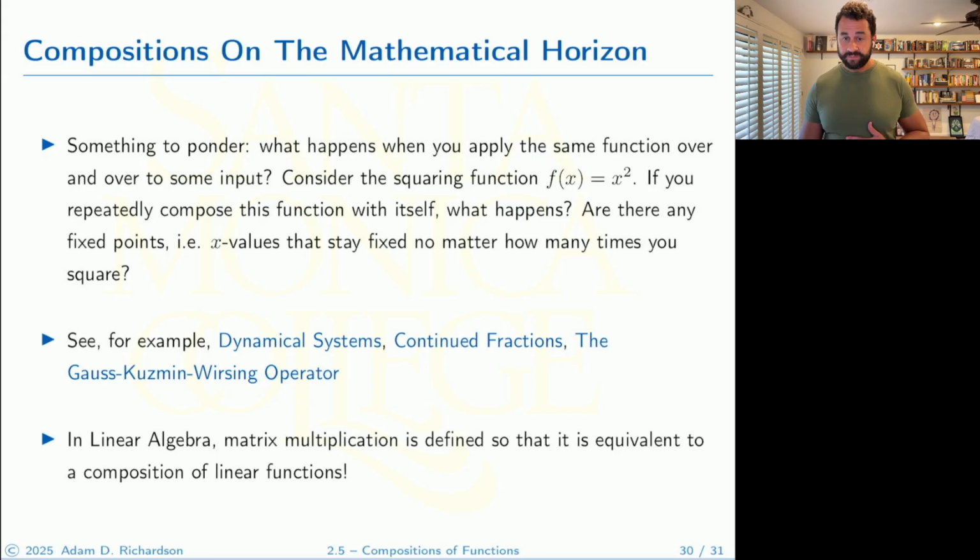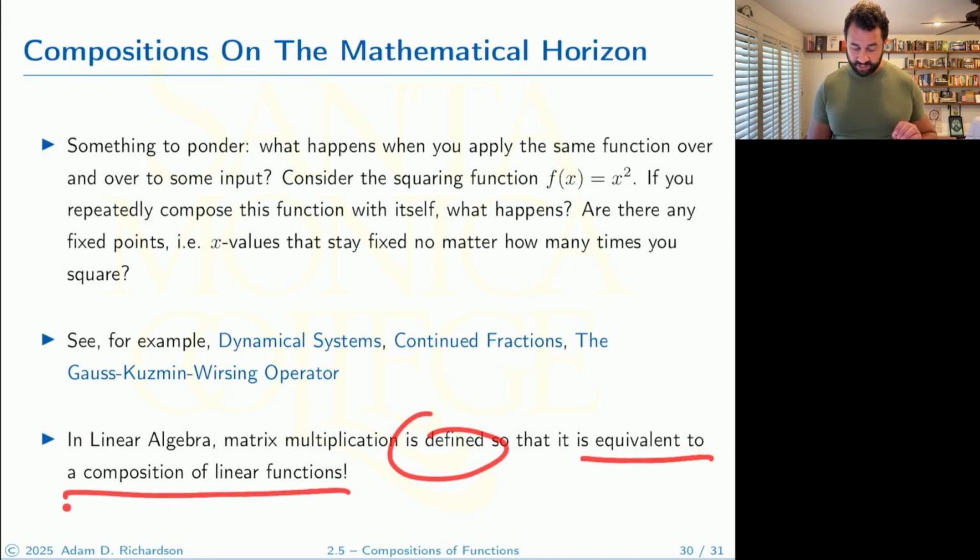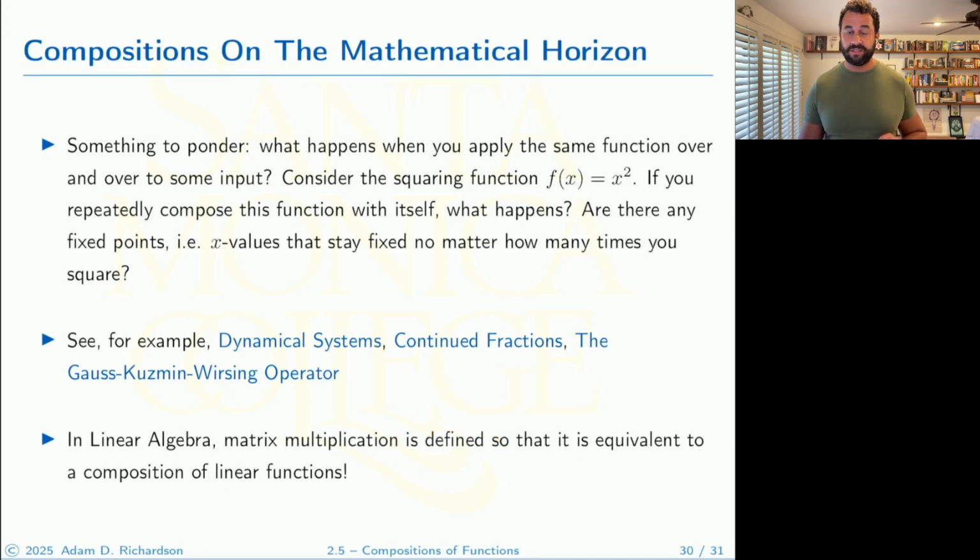Another cool thing, when you get to linear algebra and you learn about matrix multiplication, maybe some of you already saw it before. Matrix multiplication is defined so that it's equivalent to a composition of linear functions. So quite literally, matrix multiplication is function composition of linear functions. That's what it is, all right? So cool stuff to think about.